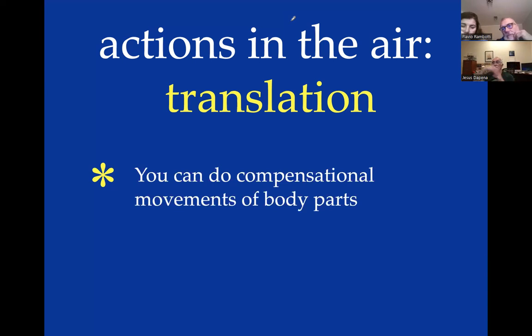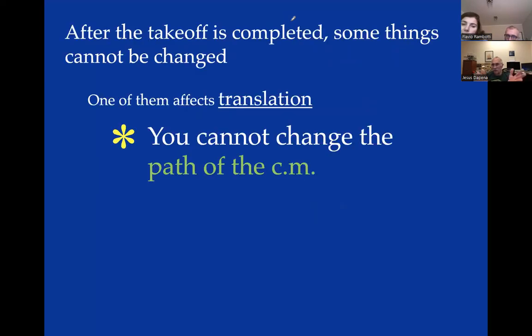So for example, a high jumper who is near the peak of the jump, if you lower your head and lower your legs, the hips go up as a compensation to keep the center of mass in the same original path. So the hips go up. Okay, very good. So you have compensational movements that you can make. So this is for translation. This is what I just said. After the takeoff is completed, some things cannot be changed. One of them affects translation, and that is you cannot change the path of the center of mass.